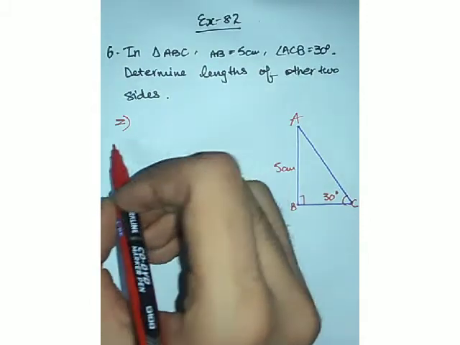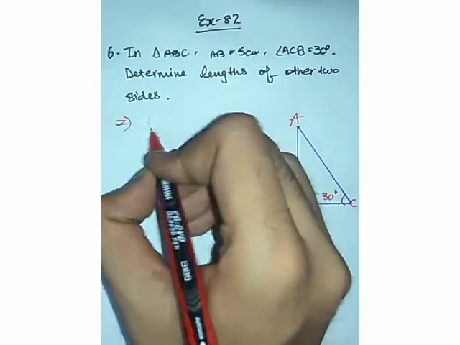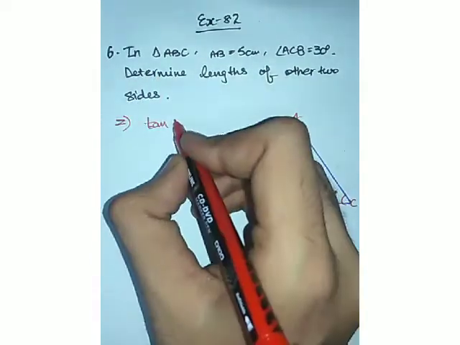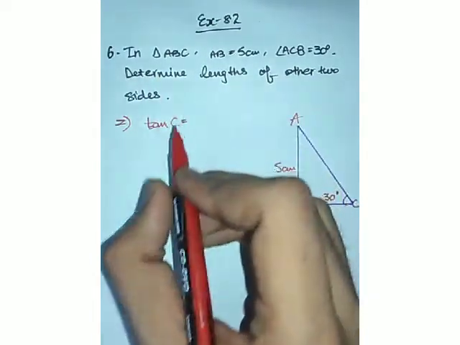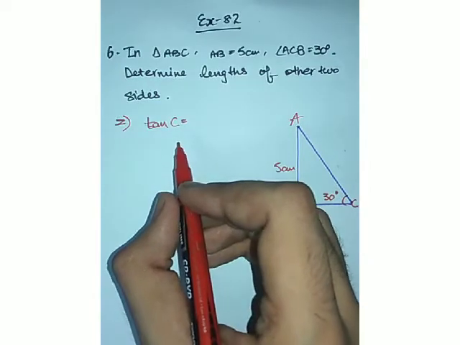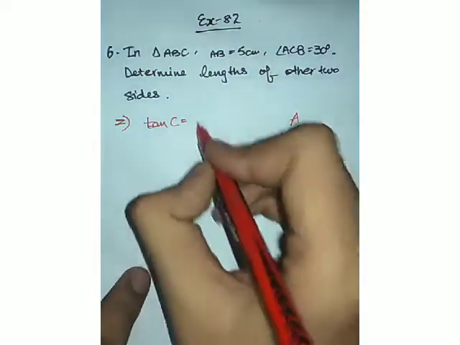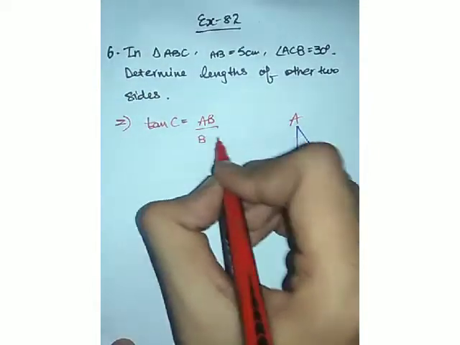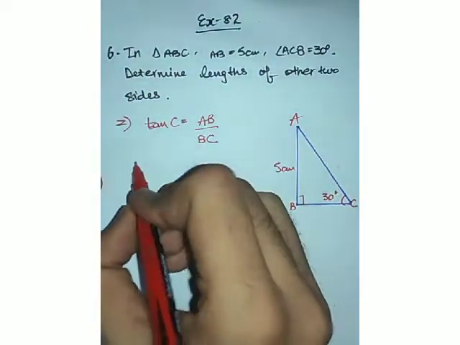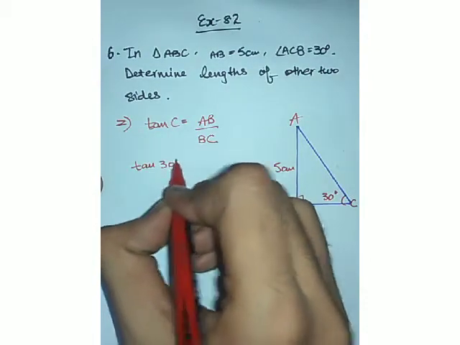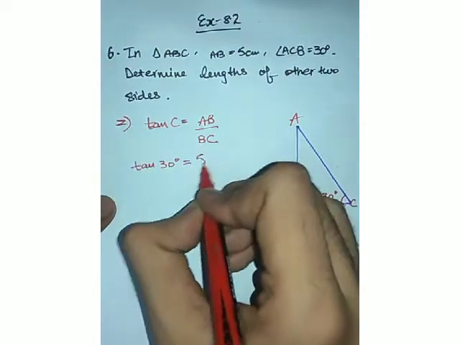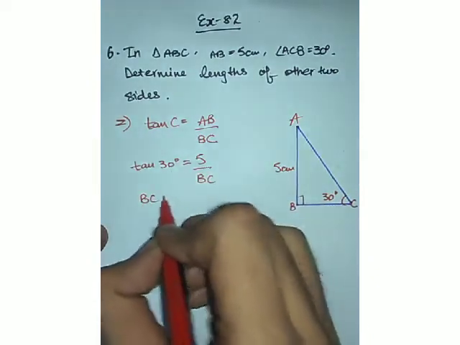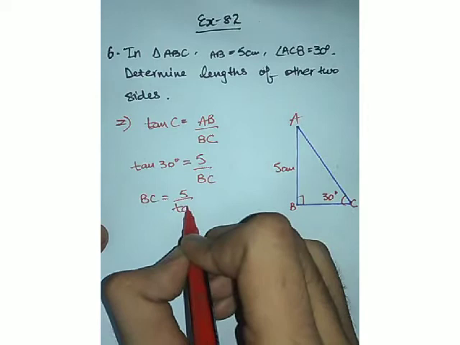So firstly, let's choose tan. The angle under consideration is of course C. Okay, so tan C will be equal to, we know that tan is equal to perpendicular over base. What is our perpendicular? That is AB, and what is our base? That is BC. So tan C, it means tan 30 degree is equal to, what is our AB? That is 5, and we have to find BC. So BC will be 5 upon tan 30 degree.